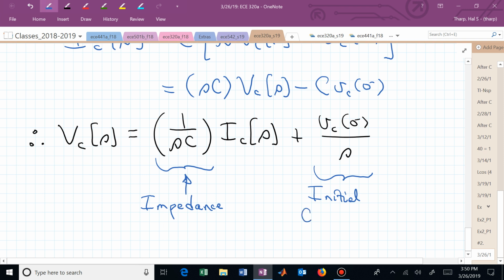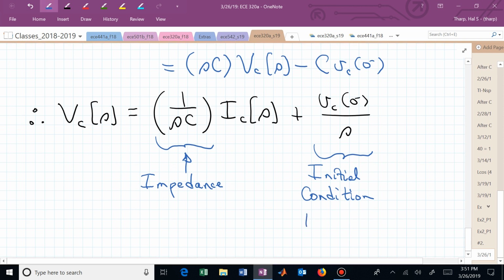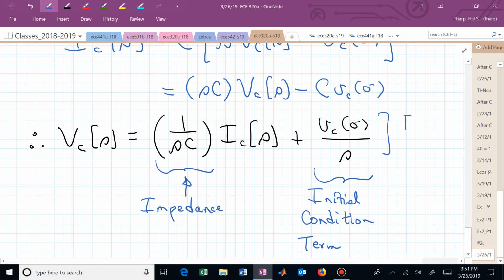And you know what that corresponds to in the time domain. What's 1 over s in the time domain correspond to in terms of a waveform? A constant. That's a unit step, isn't it? So this is really in the time domain a scaled unit step, and that's how we account for the initial voltage on that capacitor. This is now our initial condition term.